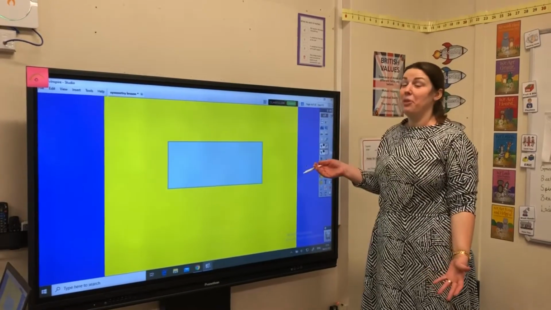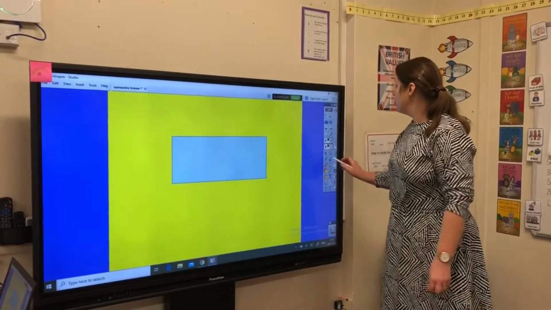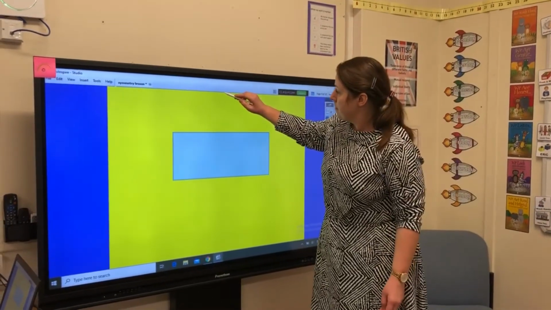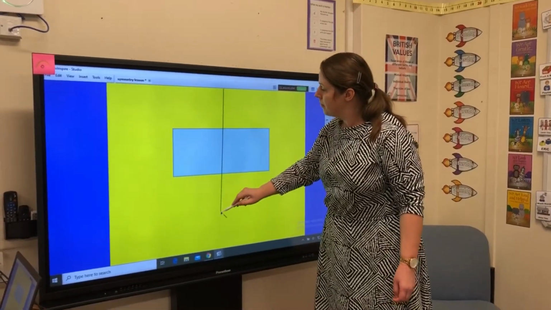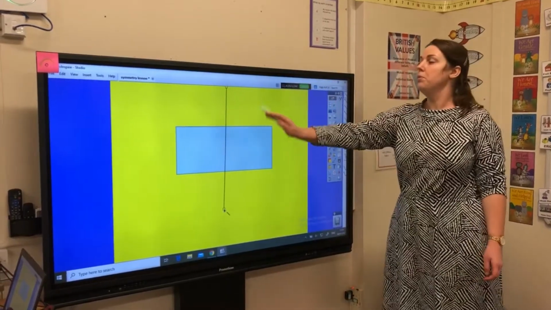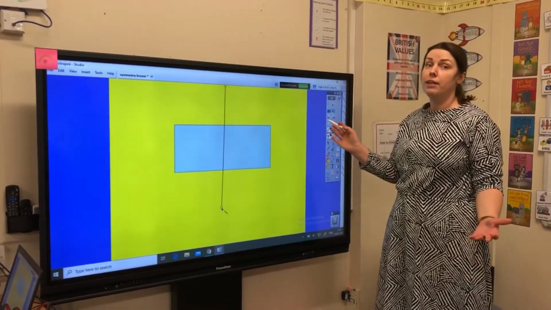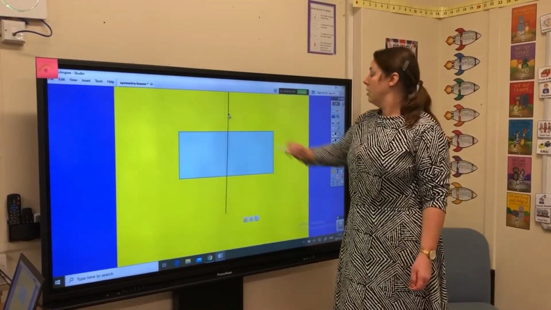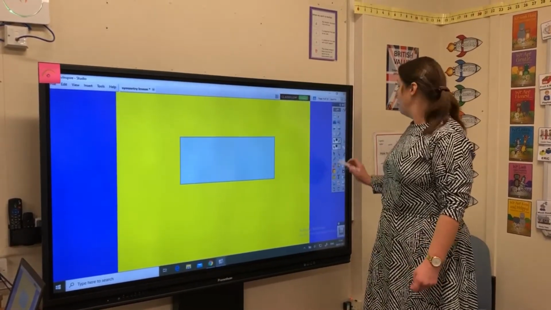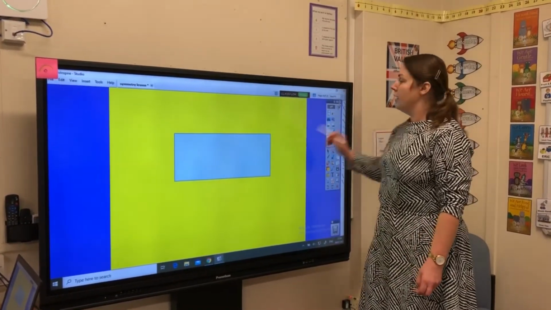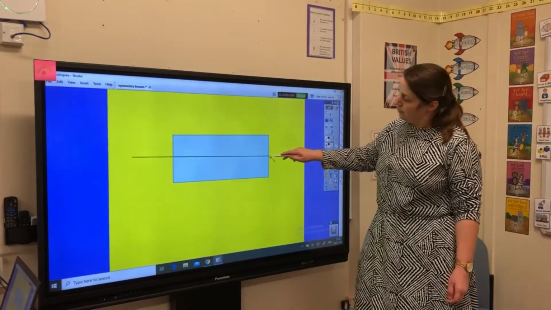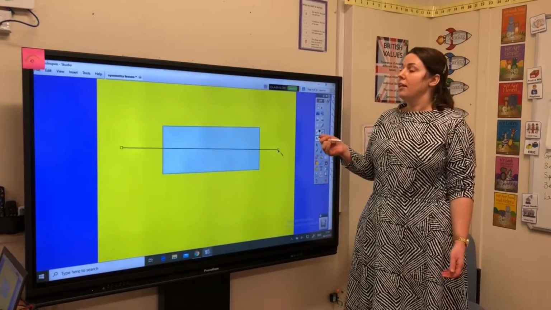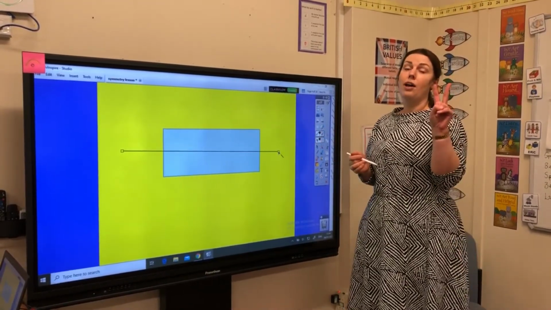Have a look at this shape though. This is a rectangle. I'm going to draw a line of symmetry for the rectangle. Now you can also see that both sides of this rectangle are reflective of one another. But on this one, you can also see that the line of symmetry can also run this way. Both sides are still reflective of each other. That means that the rectangle has two lines of symmetry.